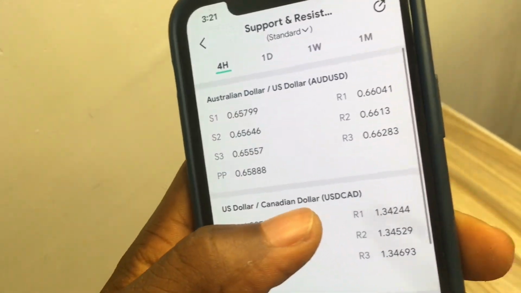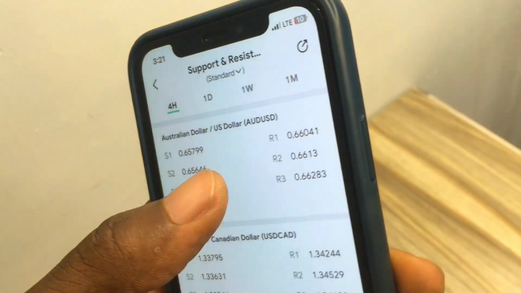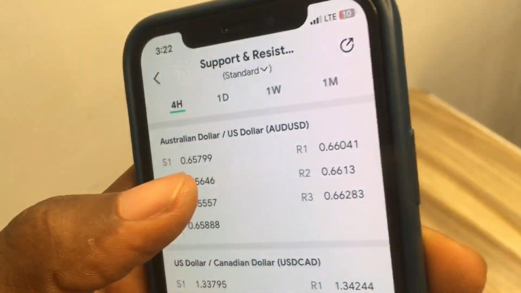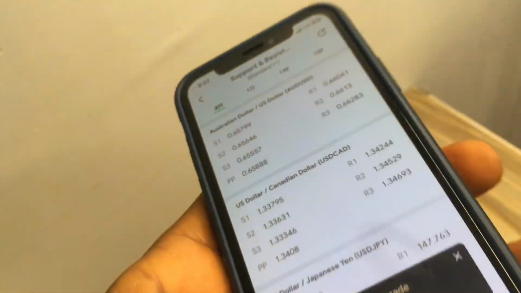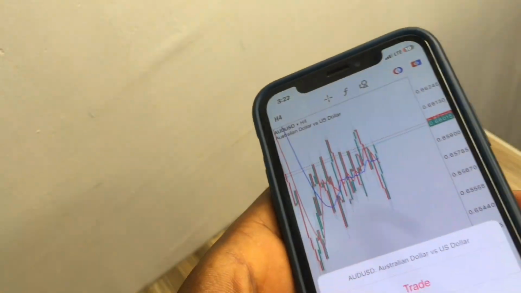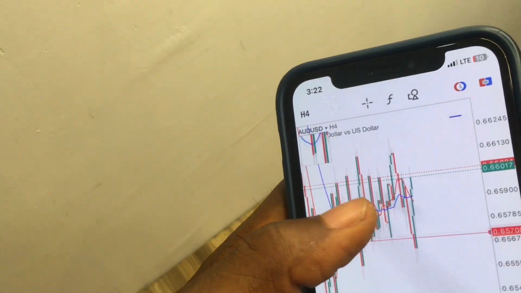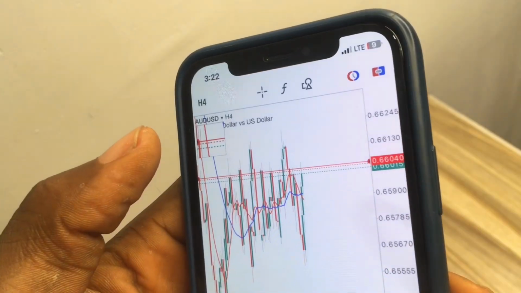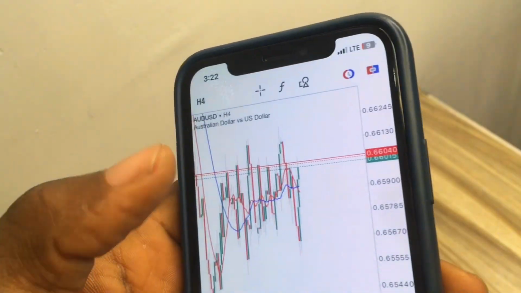So now let's go ahead and plot in the resistance of the market since the market is at its highest point. Now the first resistance is 0.66041. So let's go ahead and plot that in the market. 0.66041. Let me keep it at 0.40. It's not bad at 0.40.